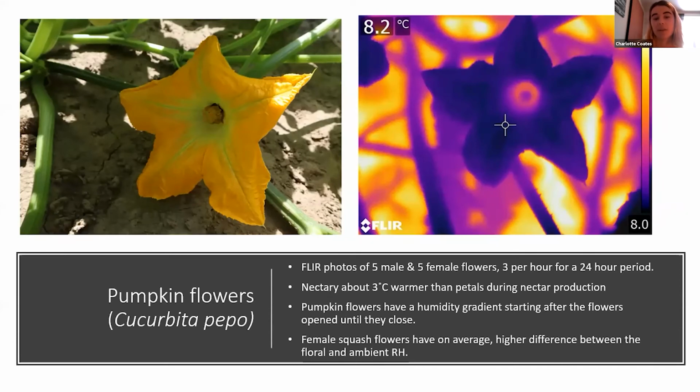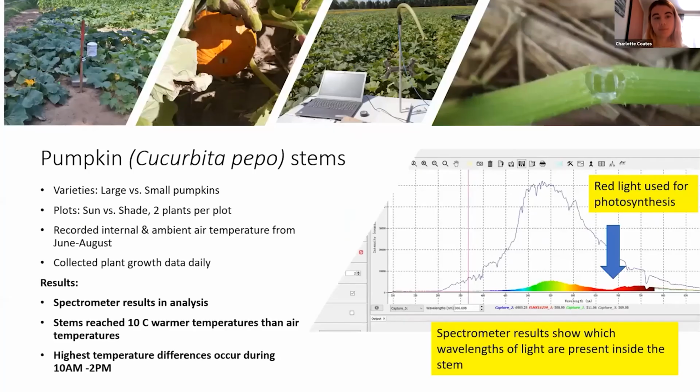We also found that these pumpkin flowers have a humidity gradient starting after the flowers begin to open. So we're understanding this as a potential pollinator cue for bees to come and visit the flowers before they close up. The temperature and humidity gradients are related to this.